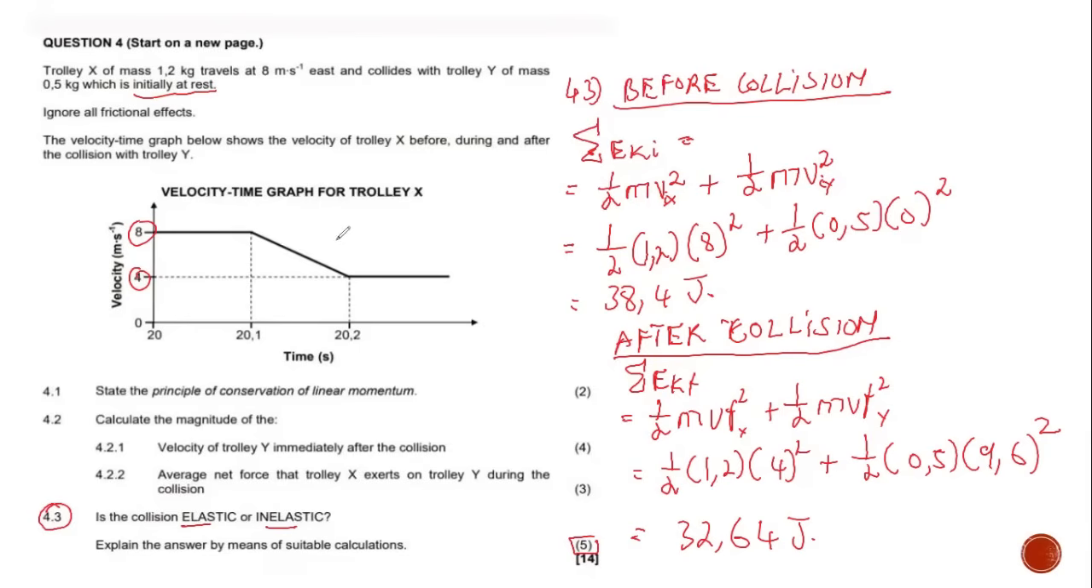So because these are not equal, we are going to say the collision is inelastic, right? Our conclusion is that the collision is inelastic. Why? Because the sum of EK initially is not equal to the sum of EK finally, right? So that's our conclusion right there. The collision is inelastic because EK initial is not equal to EK final.